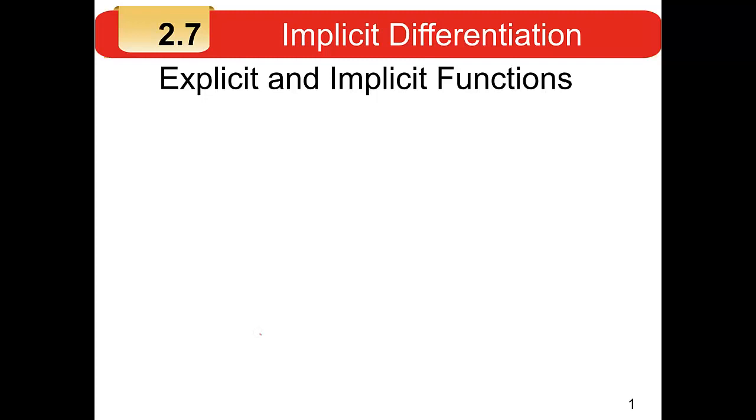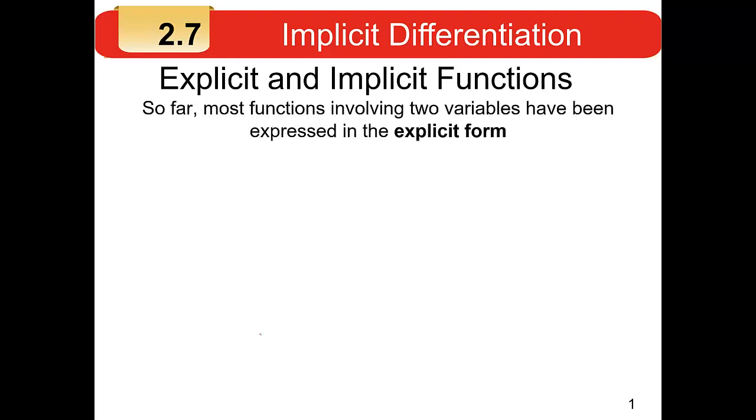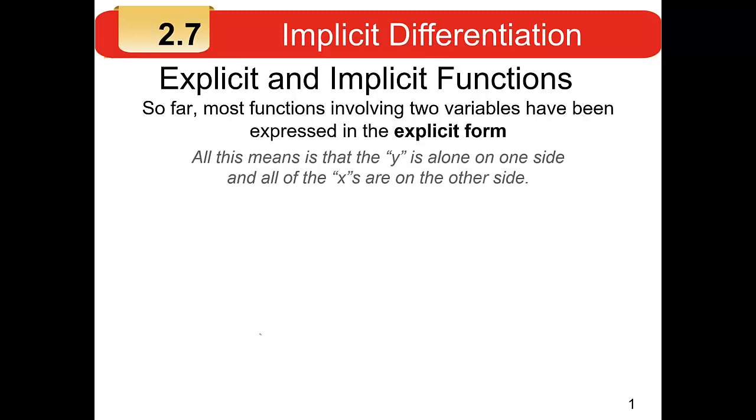In this lesson, I'd like to discuss one of the more important differentiation tools that we'll be using this semester. And in order to do that, I want to talk about the difference between something we'll call an explicit and an implicit function. So far, most of the functions involving two variables that we've dealt with have been expressed in this explicit form. And all I mean by that is that the y is alone on one side of the equation, all the x's are on the other side.